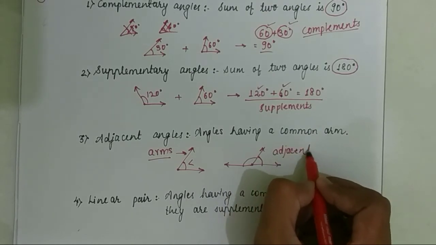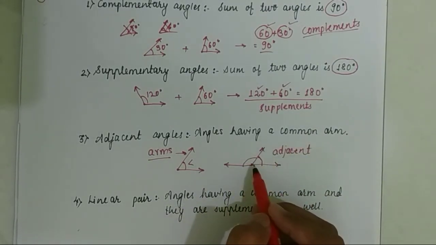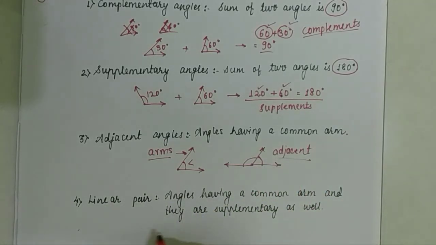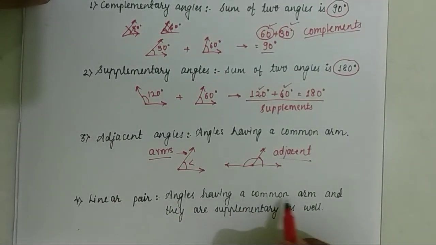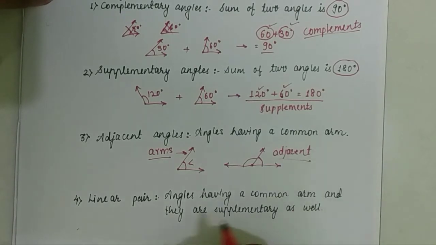adjacent angles. या फिर सिंपल टर्म्स में कहें तो जो एंगल एक ही पॉइंट में बन रहे हैं पास में, उन्हें कहते हैं एडजेसेंट एंगल्स. Okay, then fourth is linear pair. Linear pairs are the angles having a common arm and they are supplementary as well.